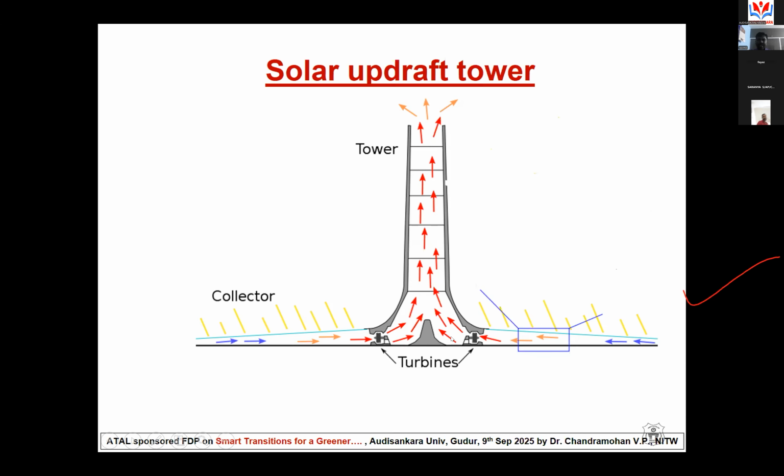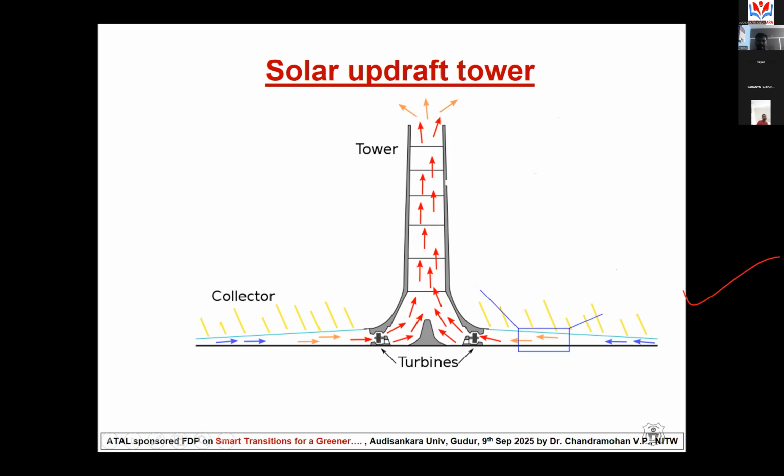Therefore, naturally a draft will be created inside. That draft means the air will naturally flow inside. Because the heated air loses its density, it always tries to move up towards the tower. Therefore, a natural vacuum will be created inside, and fresh air will enter like that. So this is a simple concept.